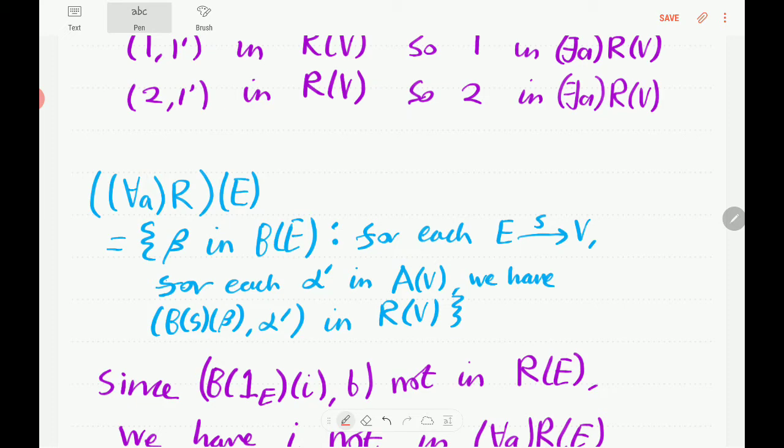is only going to be in this for all AR sub-object when it has the property that whenever we do any kind of action on that beta, that result is going to be in R relation with everything in A which has the appropriate type. Okay, so it's rather a strong condition, really, is this for all AR thing.